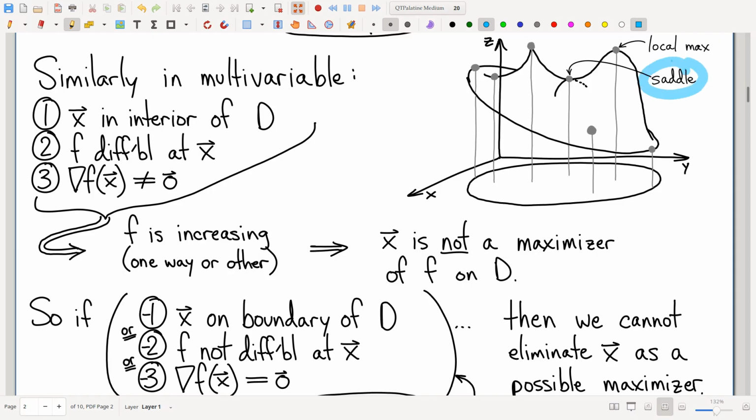Now, it gets weirder than this. Saddle is not our only new thing. Here's one I don't have drawn here, but what I like to call a shoulder point. So just as a visual aid, let's look at my shoulder here. In this direction, notice it's like an inflection point, but in that direction, front to back, it's like a maximum. That's weird, right? It's not a saddle. It's different. It's just yet another weirdo little thing.